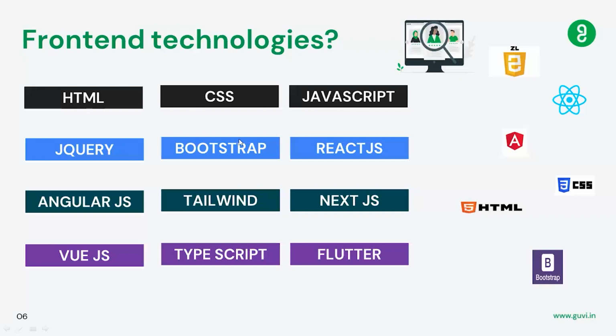Then comes the Bootstrap technology. You'll be aware of Bootstrap. It is a CSS framework. If a person is a beginner and doesn't know anything, and wants to take a shortcut, the first choice in front-end technology is Bootstrap. Bootstrap is a combination of HTML, CSS, JavaScript, and jQuery. All four of them are used in Bootstrap.